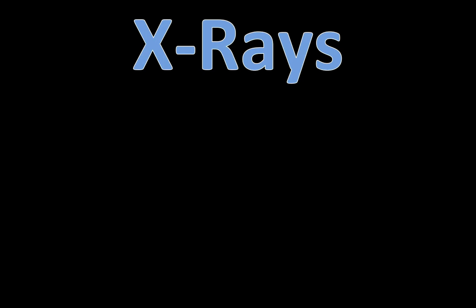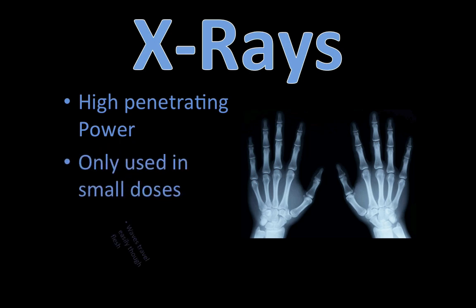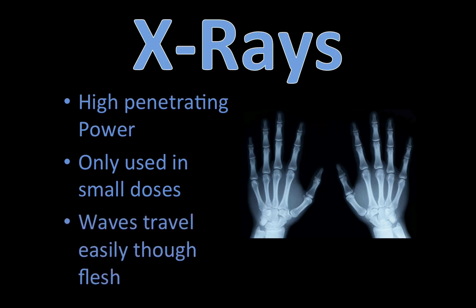Now we're going to discuss X-rays. X-rays are probably something that you have heard about before. X-rays are a high penetrating power ray that can go through your body. Doctors only use it in small doses because it is really powerful. And it's used to travel through your flesh easily. That's why you can see the bones, but you can't see anything else.